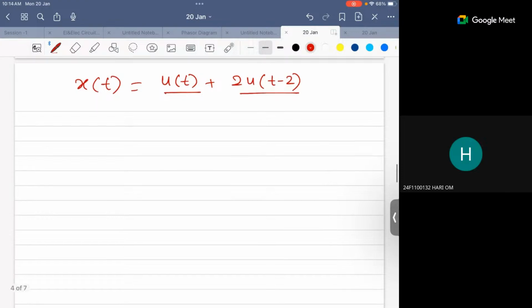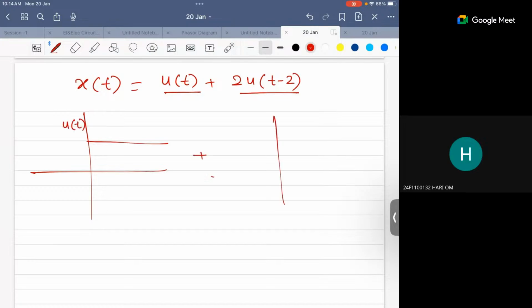So I'll just represent u(t). u(t) is simple. Now for 2 times, the magnitude will be twice, and the u(t) will get shifted. Will it be a right shift or a left shift? Right shift, from 2. So each point on the axis will get added with 2, so everything from 0 to infinity will get added with 2. So it will start from 2. So it will be somewhat like this function.